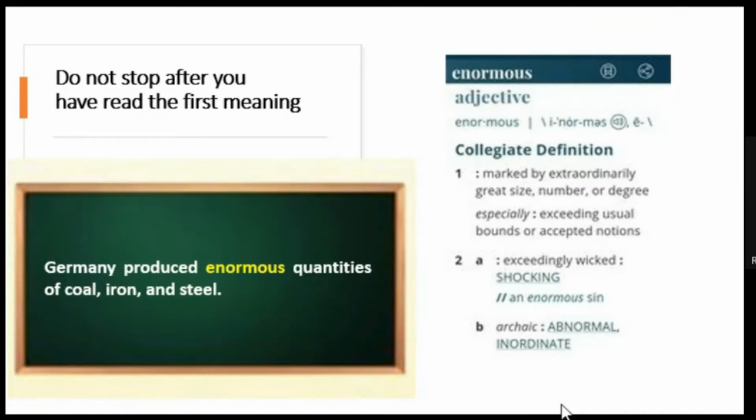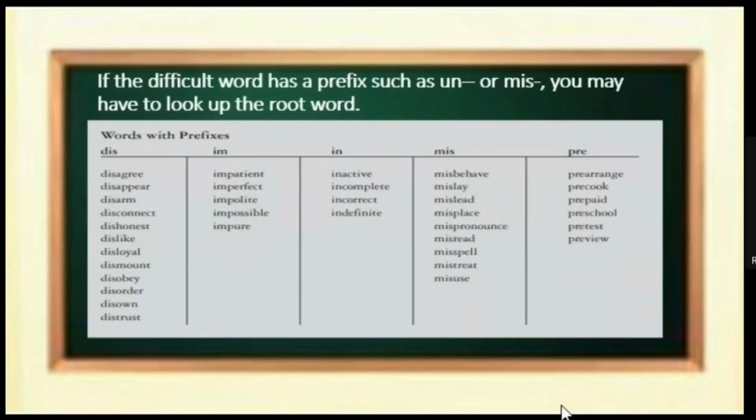Now let's move to the third tip. If the difficult word has a prefix such as un or mis, you may have to look up the root word. So this is true. Sometimes you try to look for a word in the dictionary and you cannot find it from there. Have you experienced that?